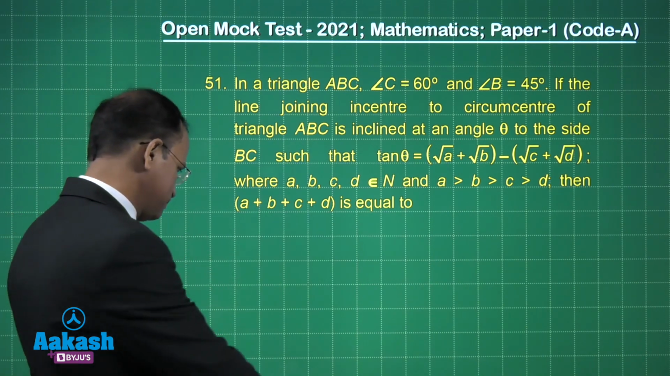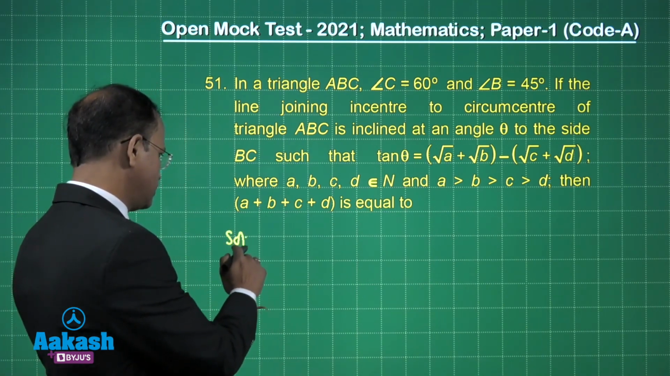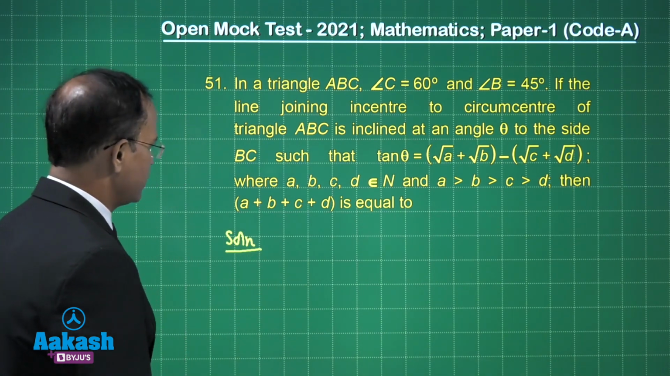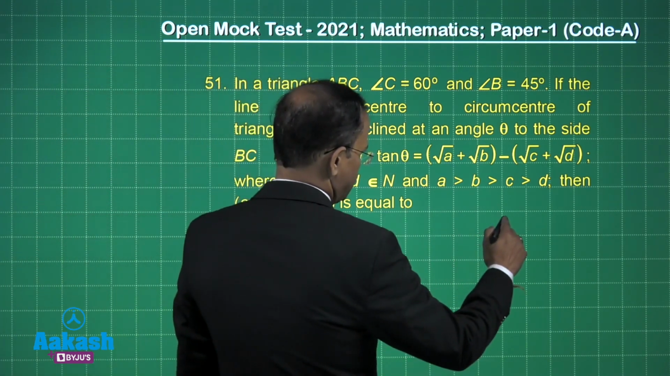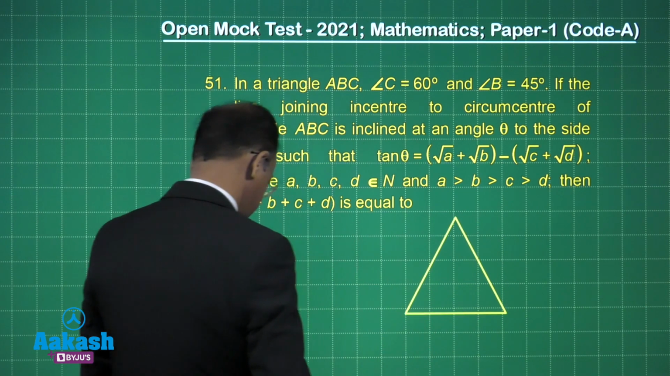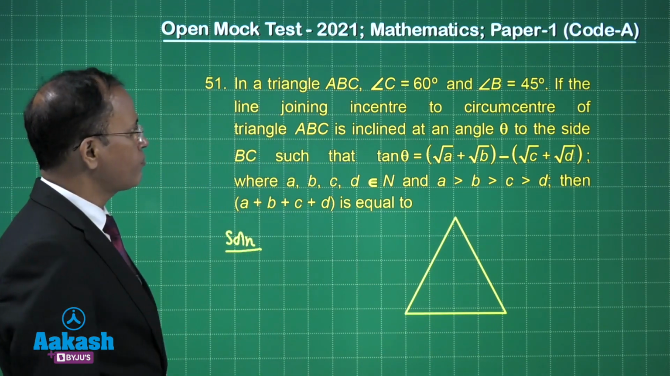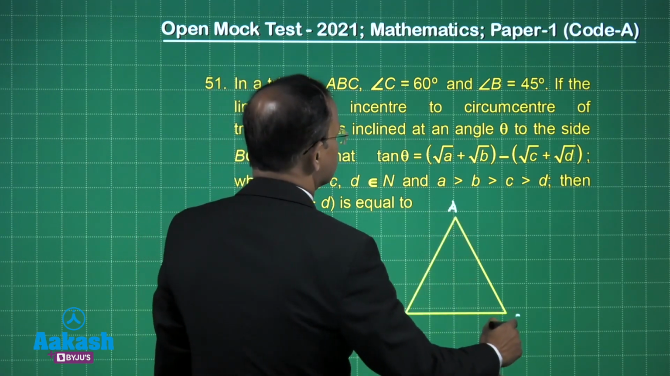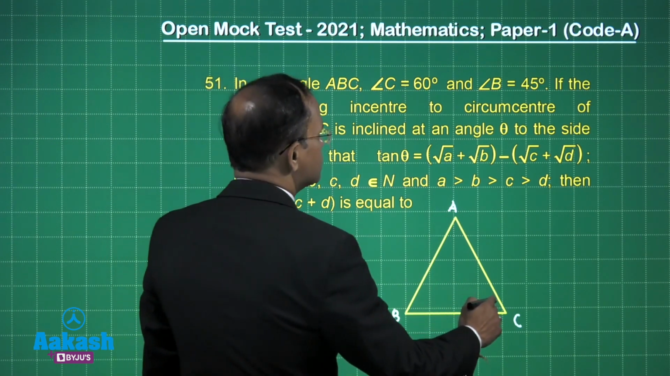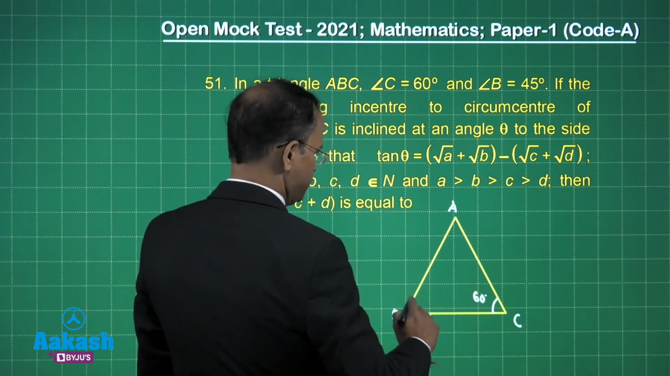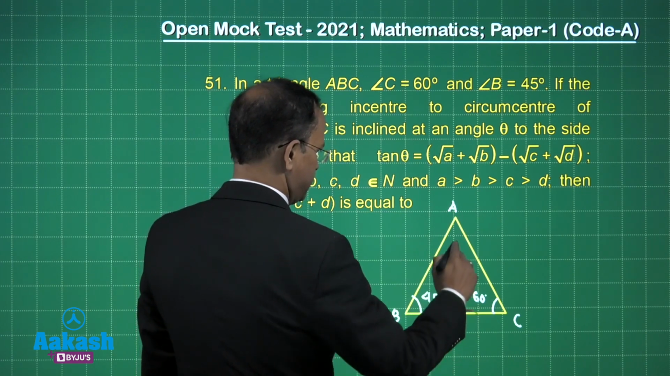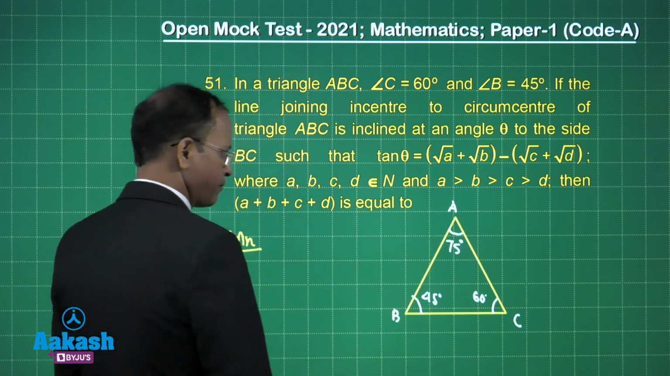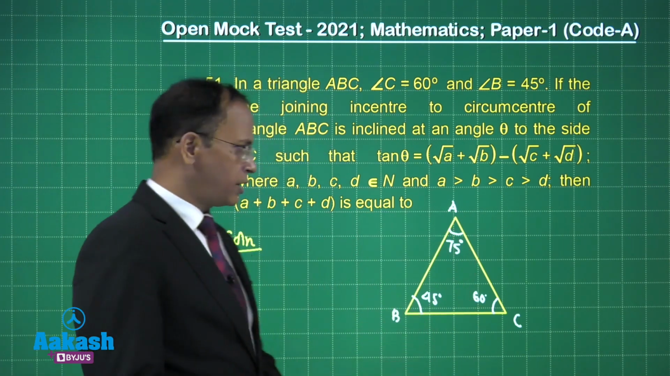So, what can we do here? You have been given a triangle. First of all, let us talk about this triangle. This is the triangle I am talking about, and we have A, B, C. C is 60 degrees, we have B to be 45 degrees, and this is going to be 75 degrees, isn't it? So, these are the values that come across.